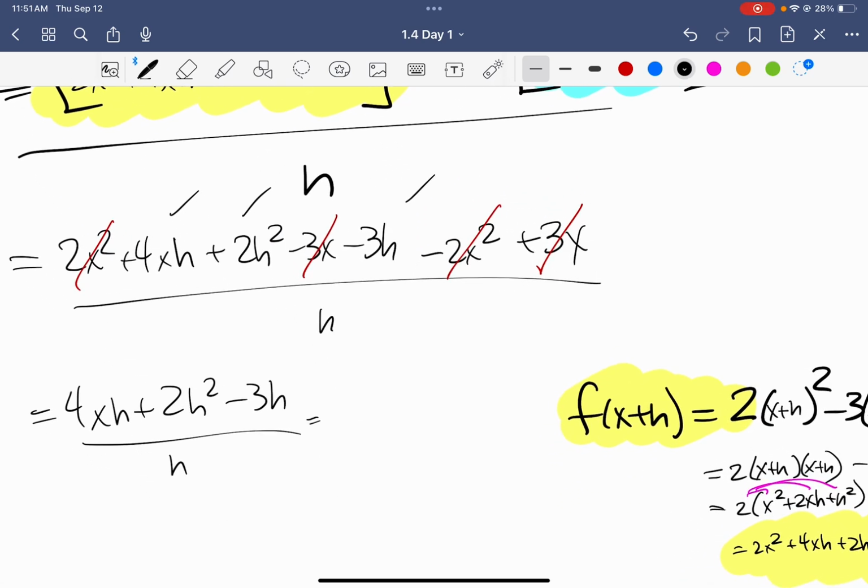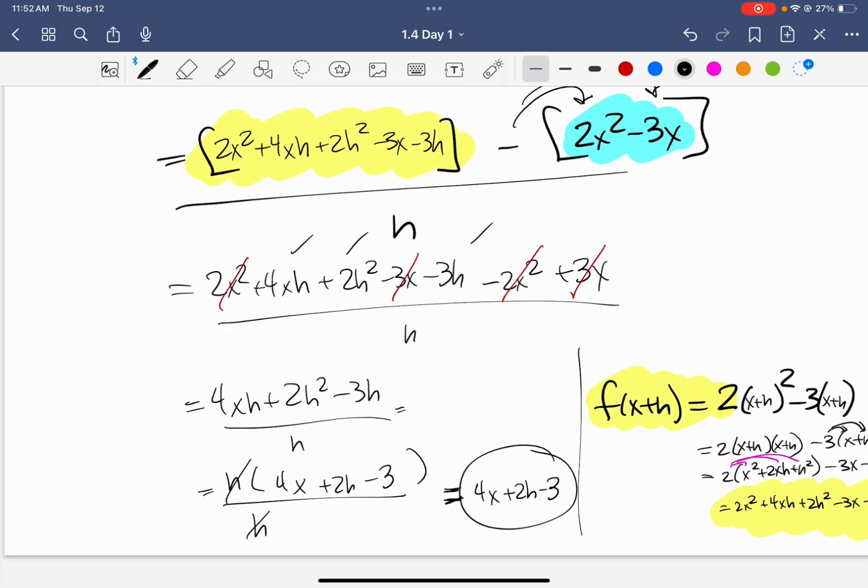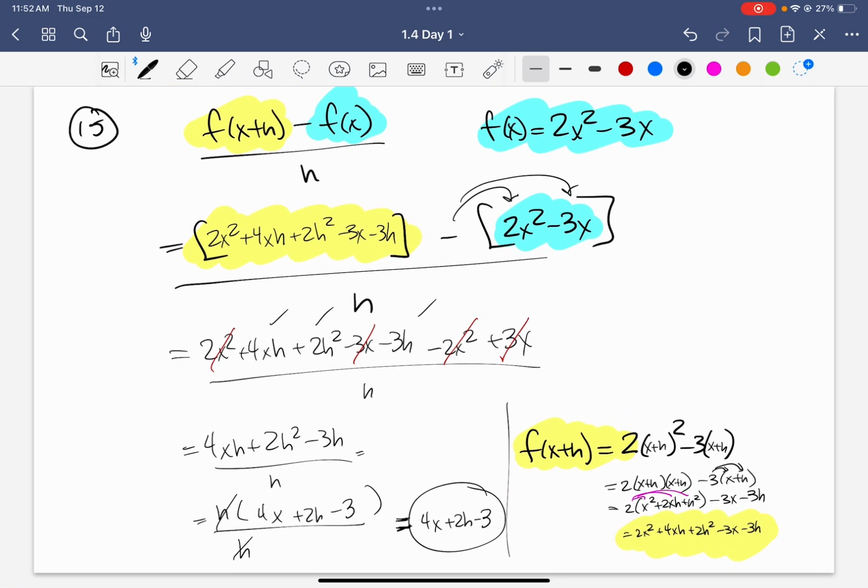But then, is there anything common to the entire top? Yes. We can pull out an h, and you're left with 4x plus 2h minus 3. And you'll see these h's cancel out, and you're simply left with 4x plus 2h minus 3. And that is your difference quotient. You'll notice as h goes to 0, we get 4x minus 3, which is something we will do in a later course, but there you go.